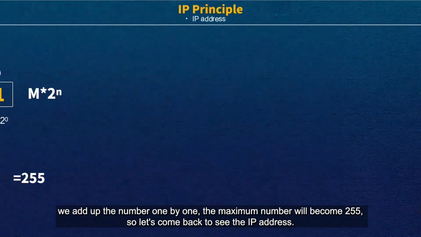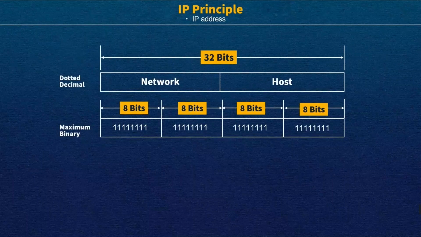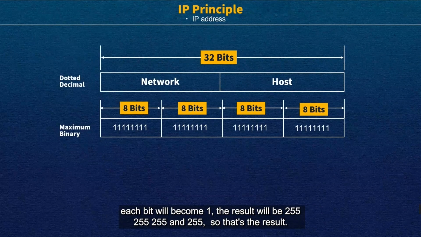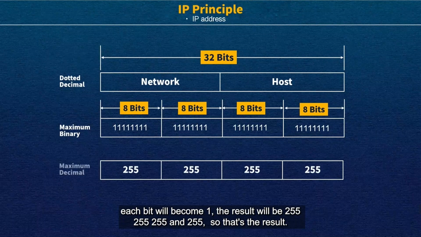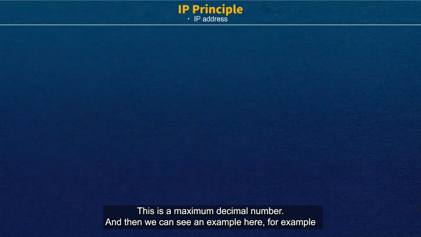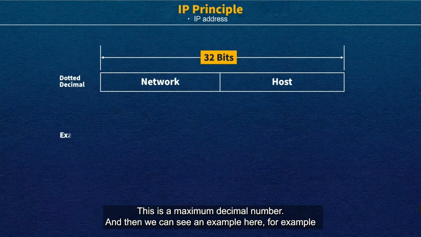So let's come back to see the IP address. Now if we use the maximal binary, that means 4 parts, each part has 8 bits, right? And each bit will be 1. The result will be 255, 255, 255, and 255. So that's the result. This is the maximum decimal number. And then we can see an example here.